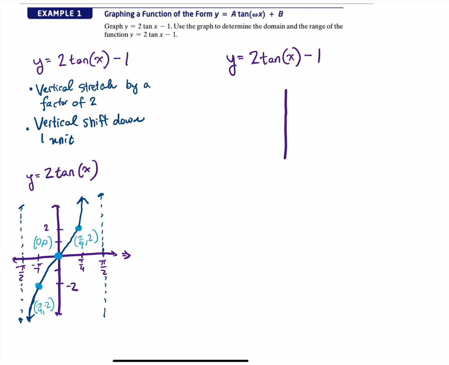All right, so I'll still orient us around the origin. Vertical translations don't change the location of our asymptotes, so they should still be here at negative pi over 2 and positive pi over 2. So I'll start there. So, vertical asymptotes at both of those points.